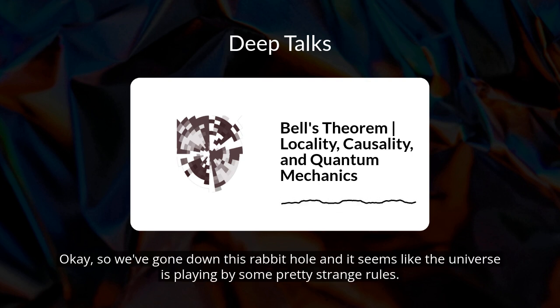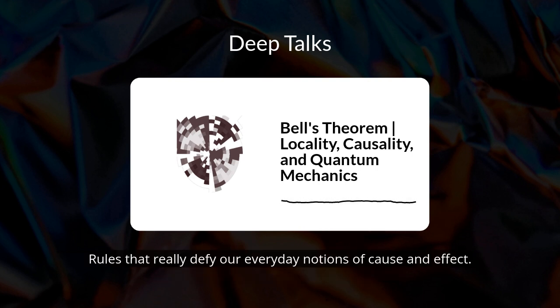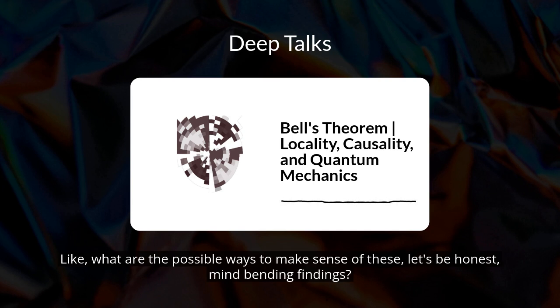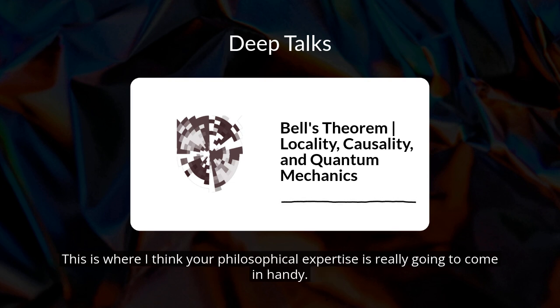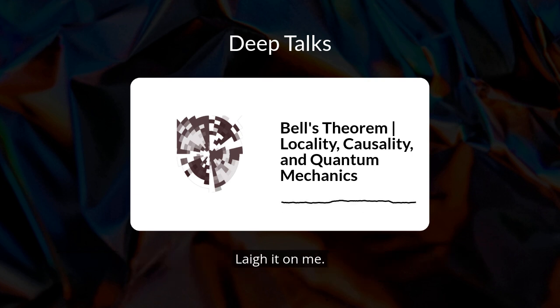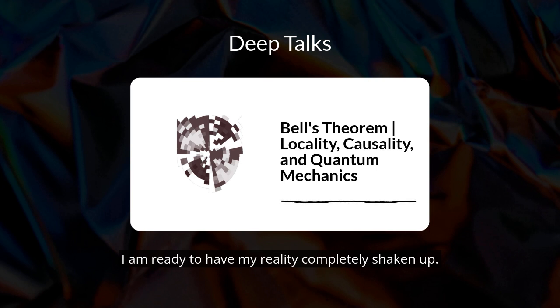Okay, so we've gone down this rabbit hole, and it seems like the universe is playing by some pretty strange rules. Rules that really defy our everyday notions of cause and effect. I mean, where do we even go from here? Like, what are the possible ways to make sense of these, let's be honest, mind-bending findings? This is where I think your philosophical expertise is really going to come in handy because the violation of Bell's inequality opens up this Pandora's box of philosophical interpretations. Lay it on me. I am ready to have my reality completely shaken up.